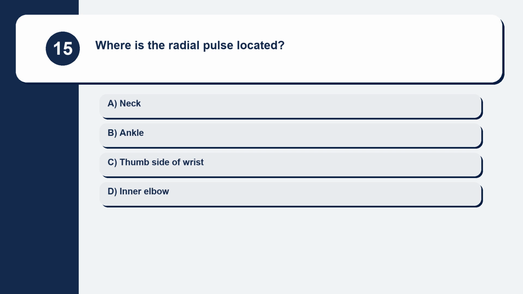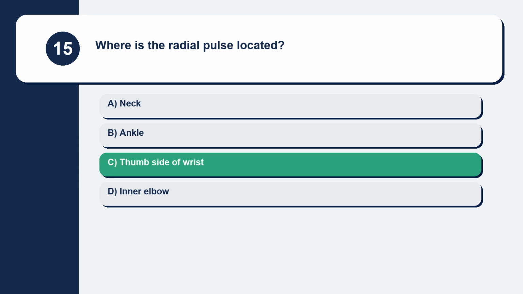Question 15. Where is the radial pulse located? Neck, ankle, thumb side of the wrist, or inner elbow? The radial pulse is at the wrist.